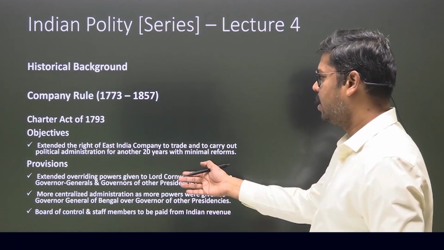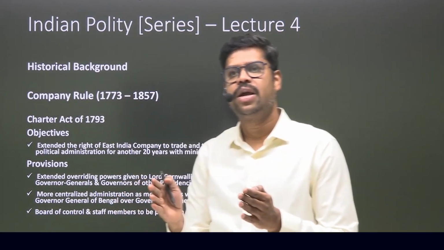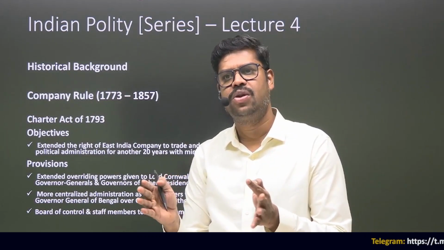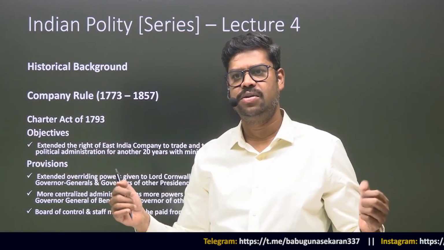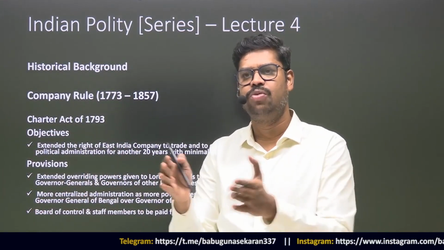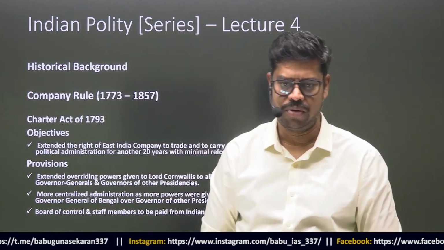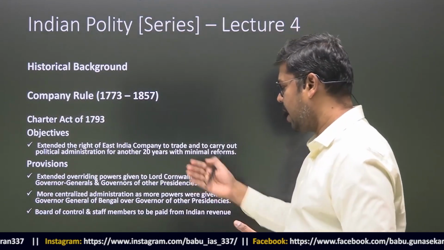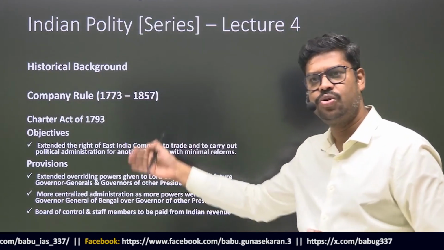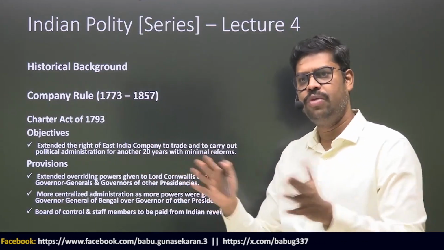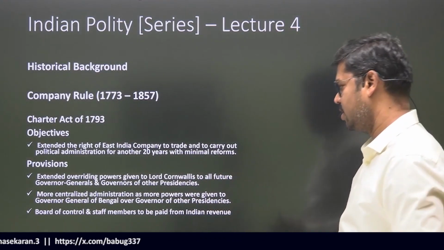And most importantly, it continued what happened in the Regulating Act of 1773. The Regulating Act of 1773 was the starting point of centralization of powers, where power was taken away from the other governors and given to the governor of Bengal, who was thereby designated the Governor General of Bengal. Similarly, as the various acts progressed, the Charter Act of 1793 also enhanced what is called centralization. It started giving more powers again to the Governor General of Bengal.